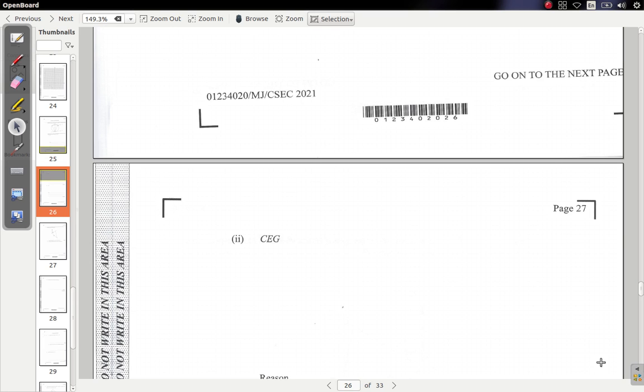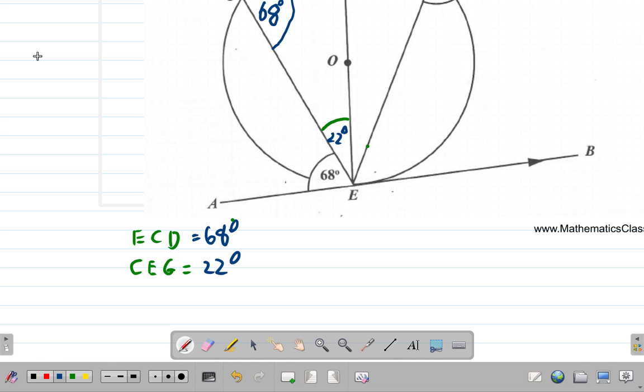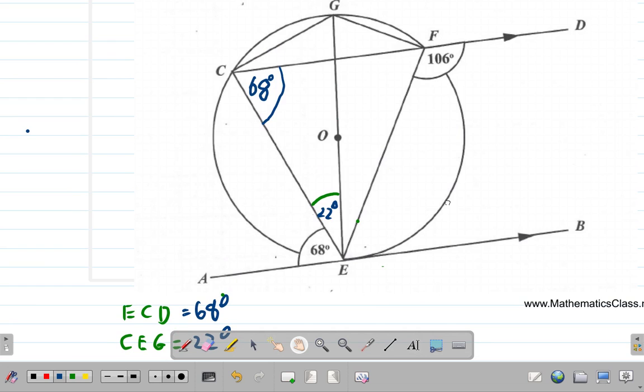Now, of course, the reason is as we just saw. Since AEG is the angle between the tangent and the diameter at the point of tangency, AEG must be 90 degrees, and since AEC is 68, then CEG must be 90 minus 68, and that gives you 22 degrees.